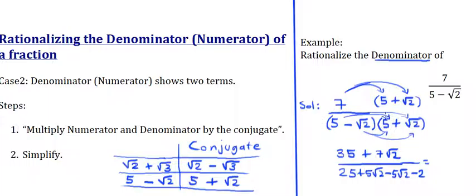So now notice when you multiply a quantity by its conjugate, the radical part disappears, gets cancelled. Look here in the middle, right? So we're going to have 35 plus 7 square root of 2 over 25 minus 2, which is just 23, right? And this should be the final answer.